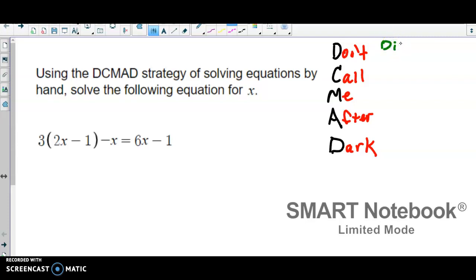So the Don't is the distribute. And we've already done all these steps. And basically all we're going to do is clear parentheses. So if you see parentheses, we got to do this step. I'm going to abbreviate parentheses. Call is going to be combine like terms.